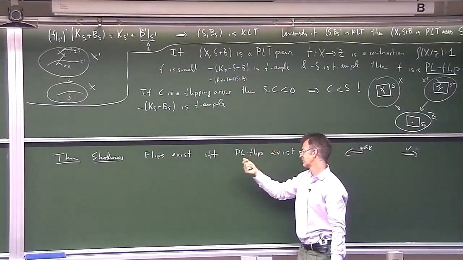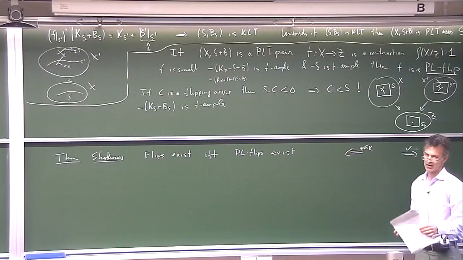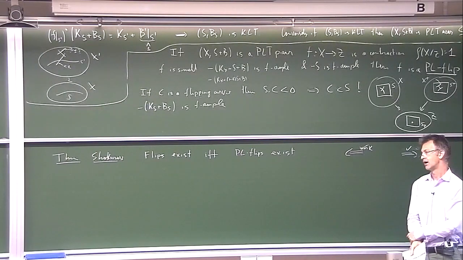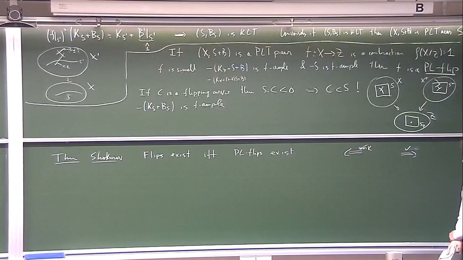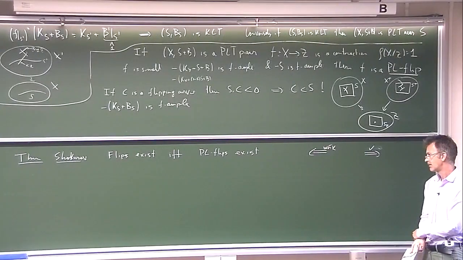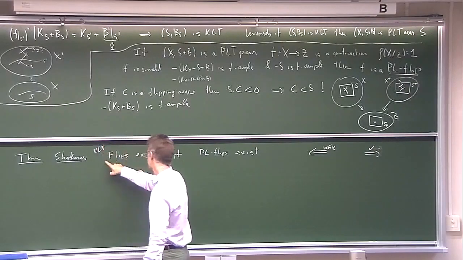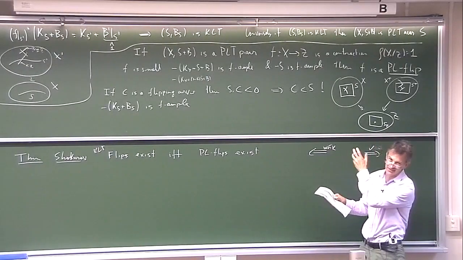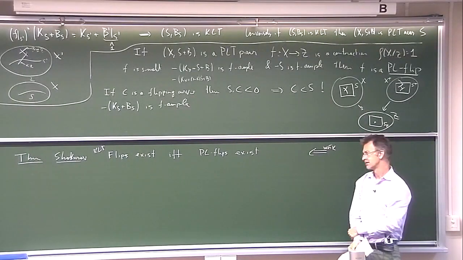So that's why I'm saying one direction is obvious, but the other direction requires some work. Sorry, I was wrong. What I said is, if flips exist for KLT pairs, okay, let's emphasize KLT flips, then PL flips exist. Because a PL flip is essentially almost KLT, it's almost KLT plus extra stuff, this minus S business. The other way around is harder.